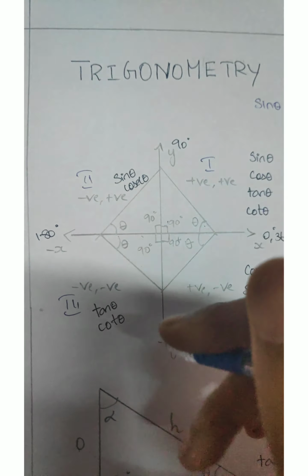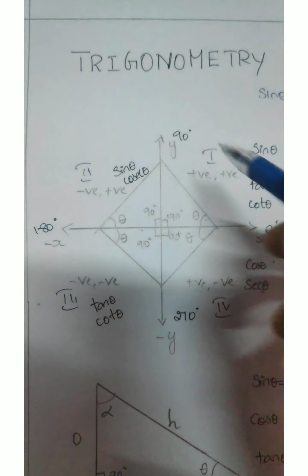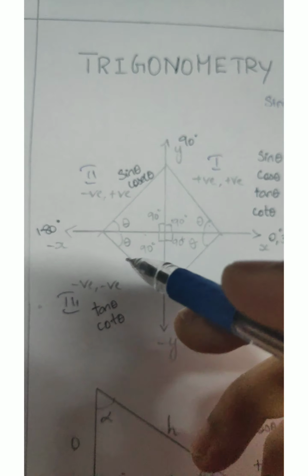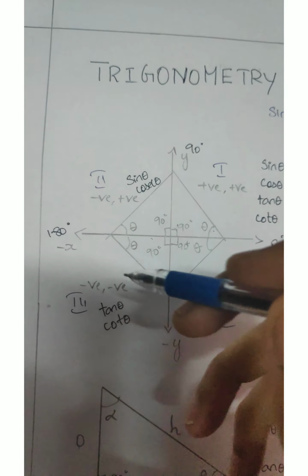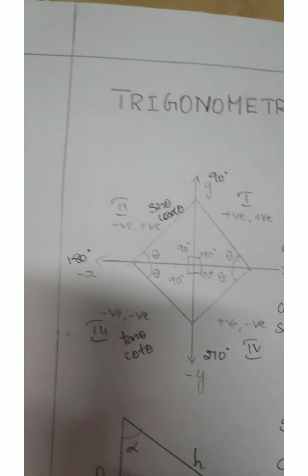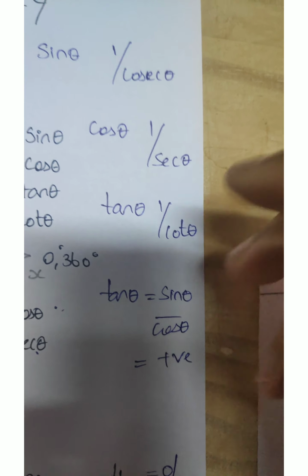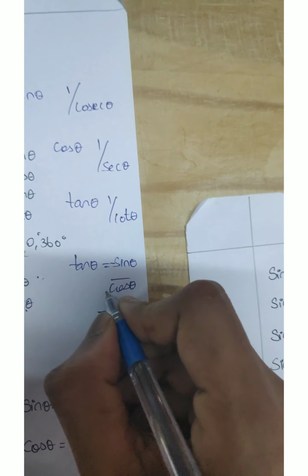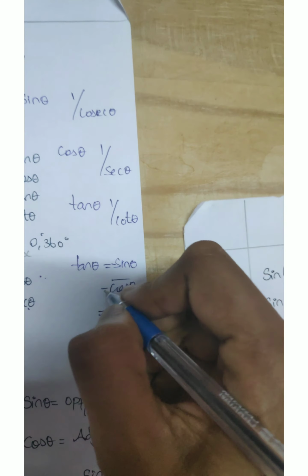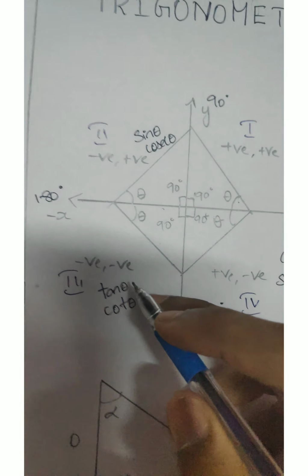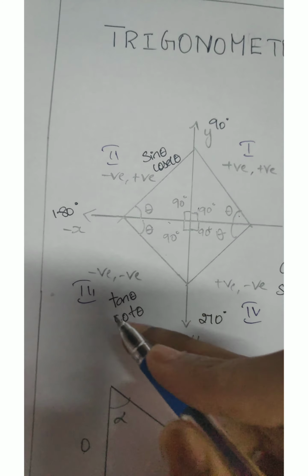When we come to the third quadrant, the x-axis is negative and the y-axis is also negative. The x and y are negative, which means sine, cos, secant and cosecant theta are all negative, and only tan and cot are positive, because tan theta is the ratio of sine and cos theta. When sine and cos theta are both negative, the negative signs get cancelled and the output is positive. So tan theta is positive, and since tan theta is the inverse of cot theta, cot theta is also positive.